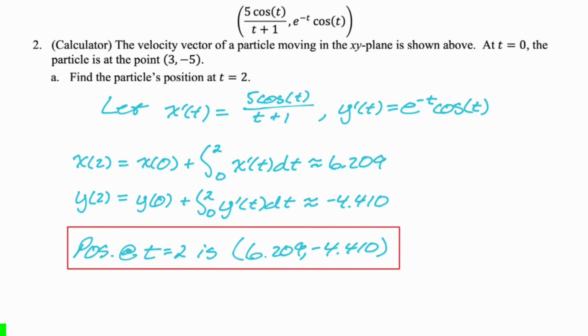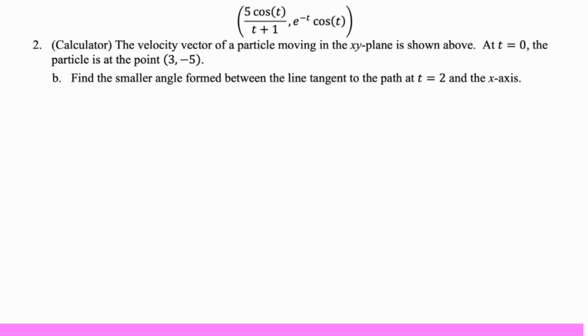All right, let's take a look at part B of this thing. Find the smaller angle formed between the line tangent to the path at t equals 2 and the x-axis. If you just think about it, when a line intersects the x-axis, you get two angles. One of them is acute and one of them is obtuse. We're going to try to find the acute angle, which would mean that we need to do inverse tangent of a positive thing.